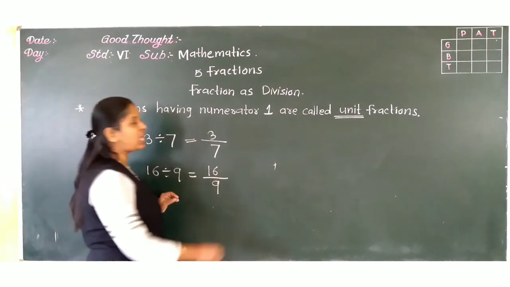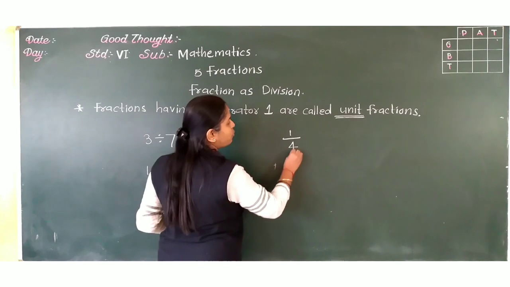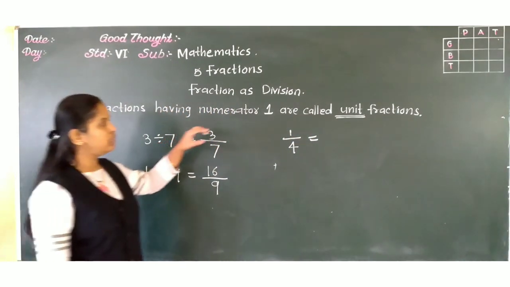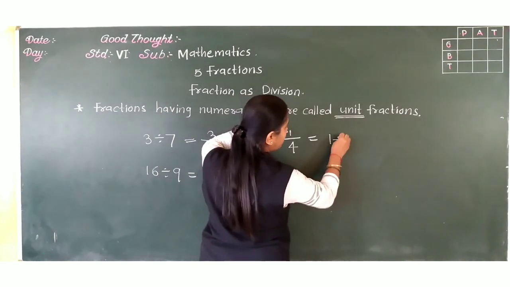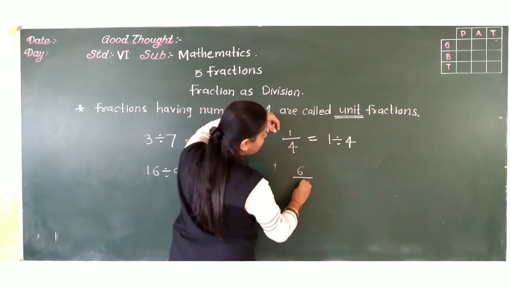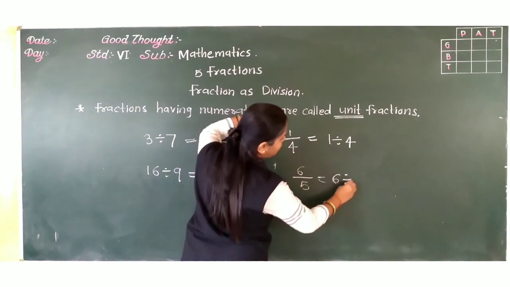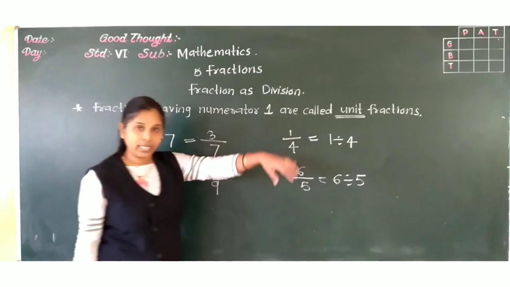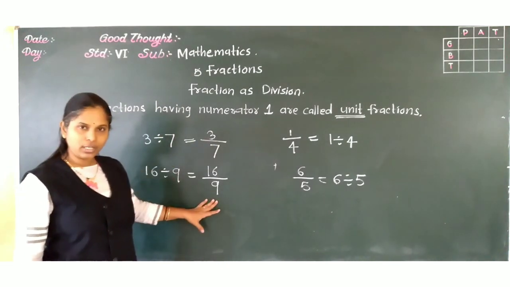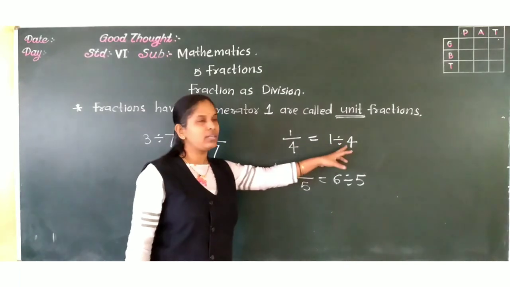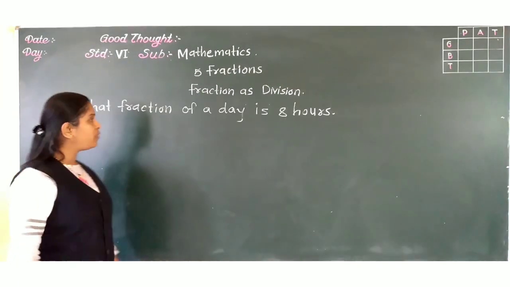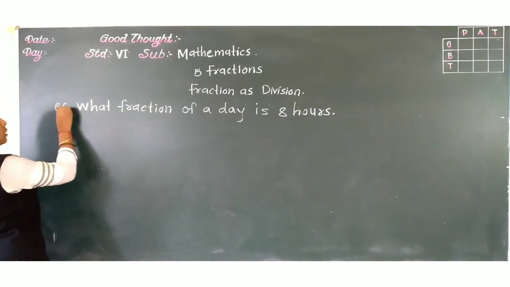And if fractions are given, suppose 1 upon 4, how can I write it in the form of division? See, 1 divided by 4. Or suppose 6 upon 5 is given, that is 6 divided by 5. It means when division form is given, we can write it in the form of fraction, and when fraction is given, we can convert it into the form of division. Follow? Now we will see one example.